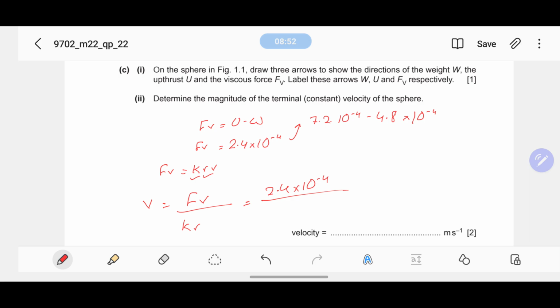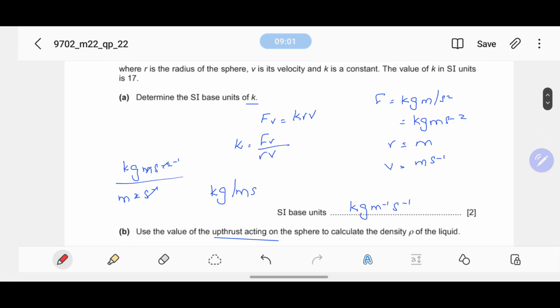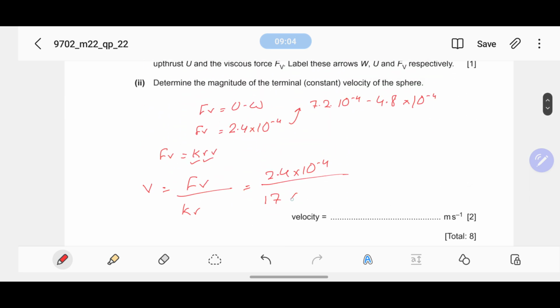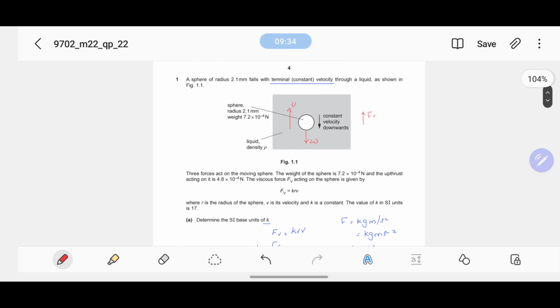The values have been plugged already. I remember the value of k as 17 and the radius was 2.1 × 10^-3. So in the end my value is something like 6.67, so I can round it off to 6.7 × 10^-3 meters per second, and this is my answer. The question is solved. Thank you very much.